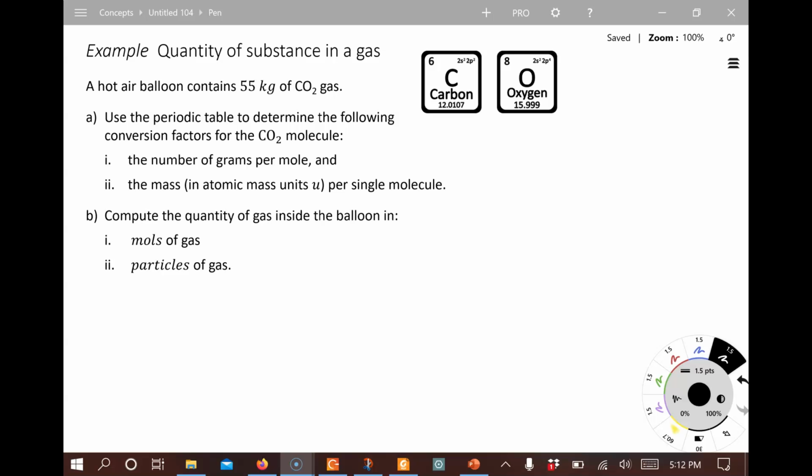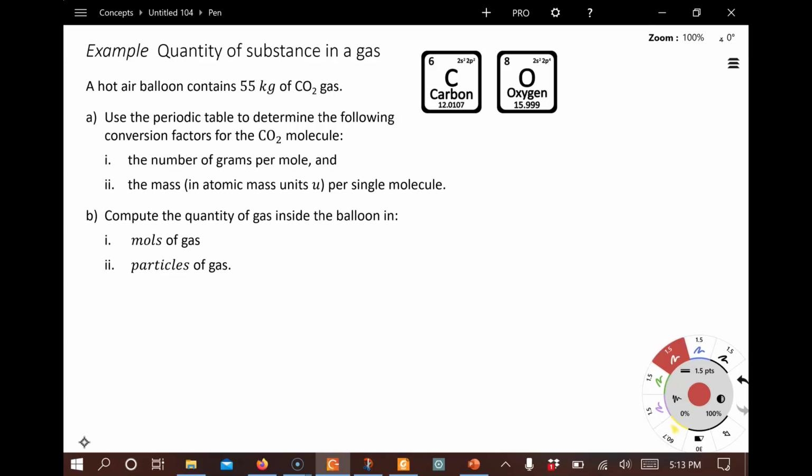So we've got 55 kilograms of CO2 gas. Part A, we're going to use the periodic table. I've shown you the two atoms that we're going to need for CO2. And we want to figure out conversion factors for the CO2 molecule that's going to convert between number of grams per mole and mass per single molecule, where the mass is given in atomic mass units, U. So let me do the first one here.